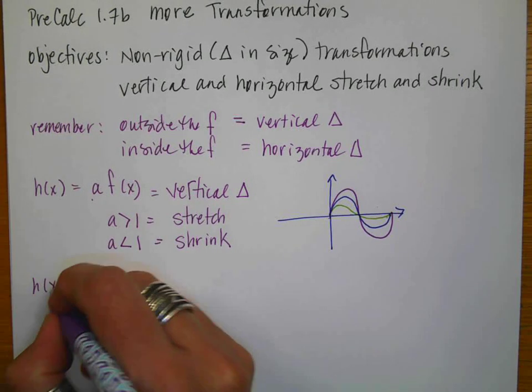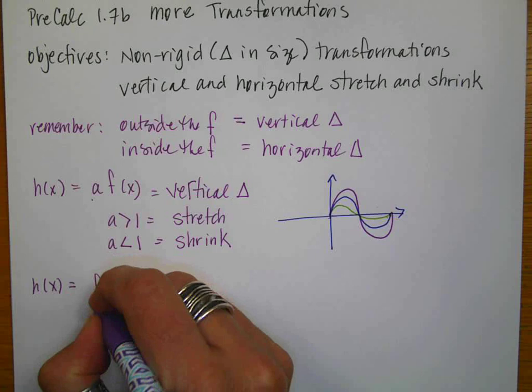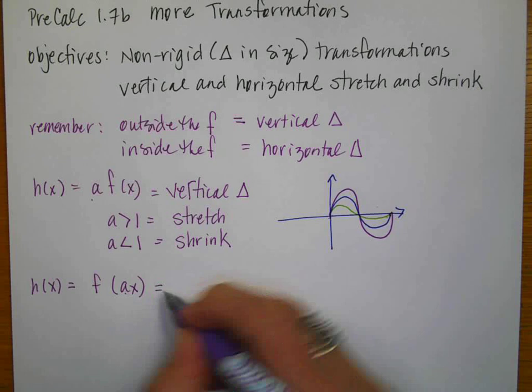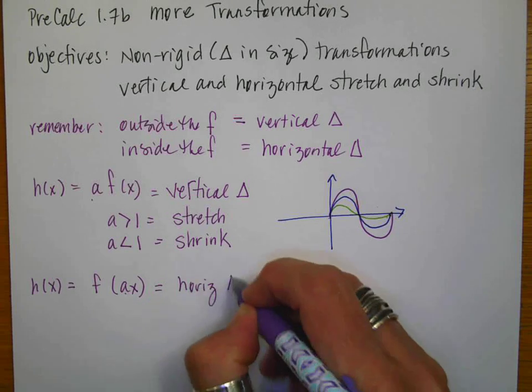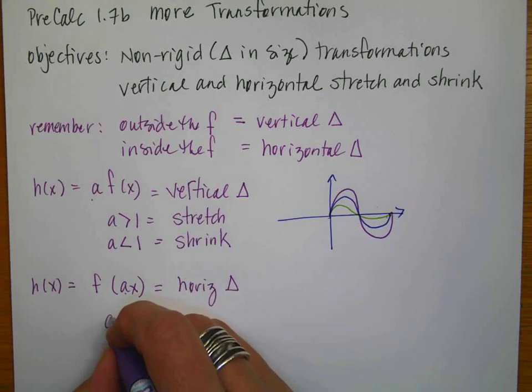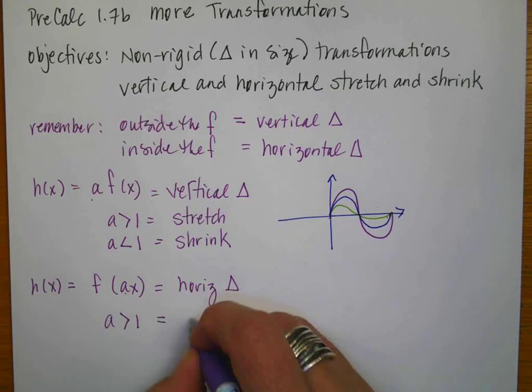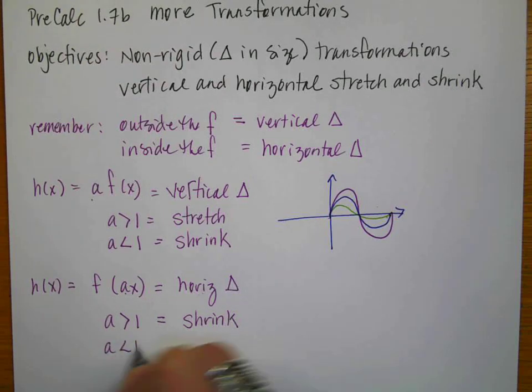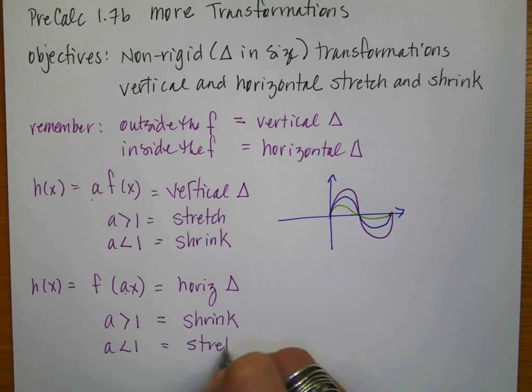Alrighty. So then the other situation would be h of x is equal to f of a times x. Notice now that the a is on the inside of the function, so this is going to be a horizontal change. All right. If a is greater than 1, that means that this is a shrink. So before you think that I've lost my marbles, remember that we talked about any time you have things on the inside of the function, it's the opposite value. So if it's greater than 1, we're going to do the reciprocal, which is the opposite mathematically. So it's going to be a shrink. And so then if a is less than 1, the opposite would be a stretch.